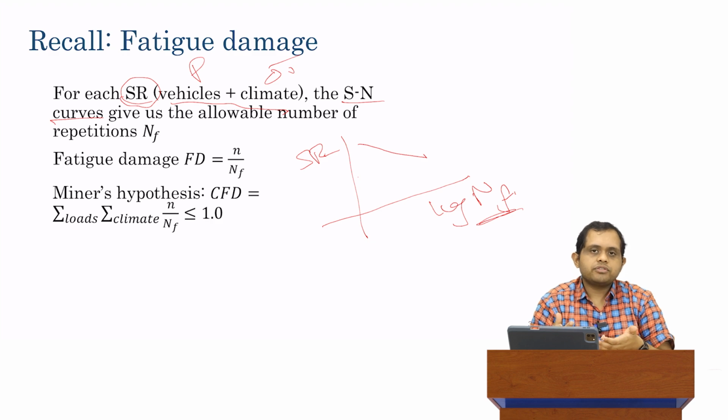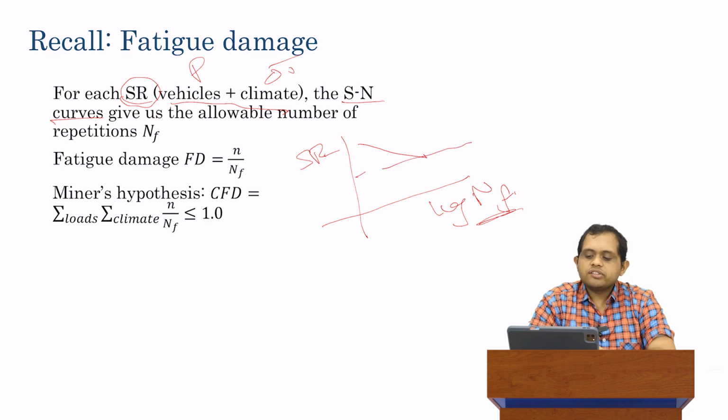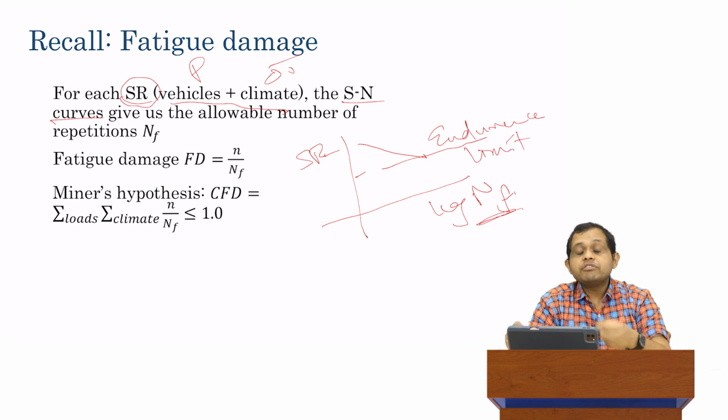There are many differences between different SN curves. One difference is on the criteria of failure. We also learned of something called an endurance limit, that below a certain value, so if your stress ratio goes below a certain value, we say that we can allow an infinite number of repetitions. So basically, no damage is being accumulated as a result.